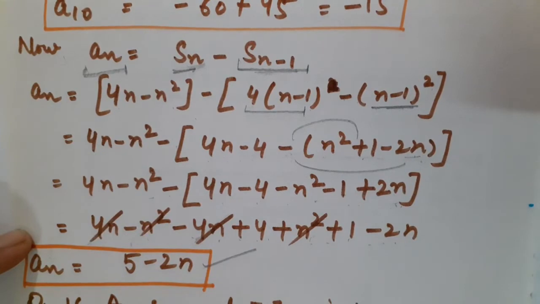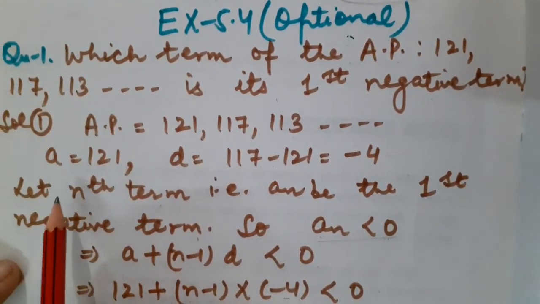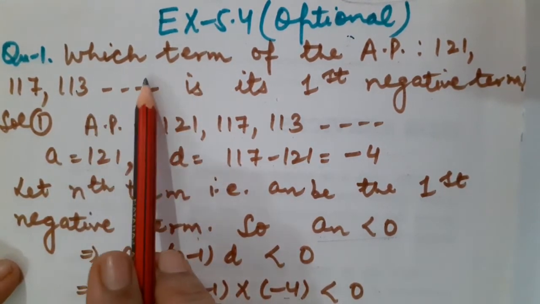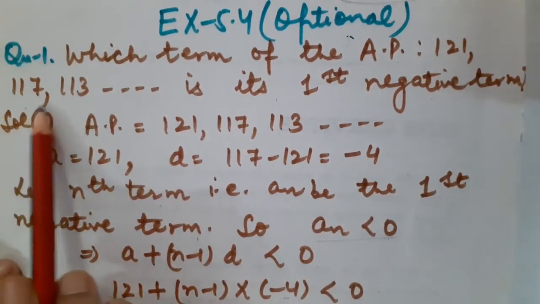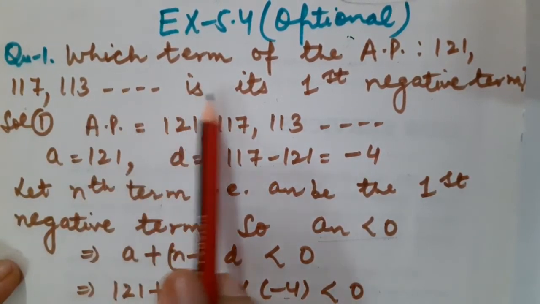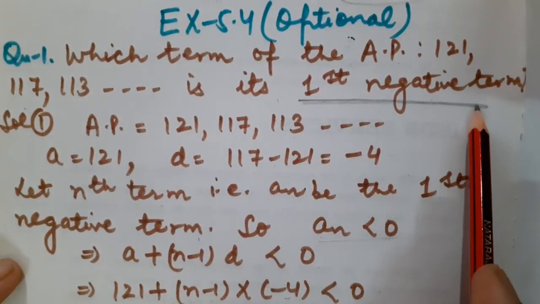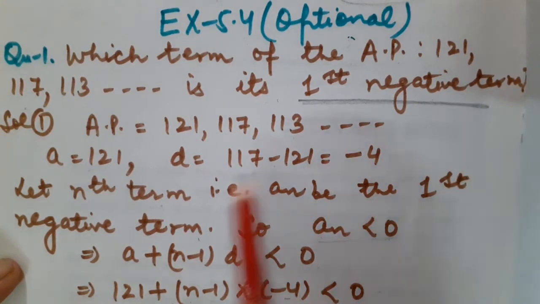Okay. Now children, this is the last question of today's summary lecture. What is there in this question? This is basically related to the HOTS exercise. Which term of the AP, that is 121, 117, 113 and so on, is its first negative term? Actually a small new concept is introduced in this question. That's why I am going to pick it once again.